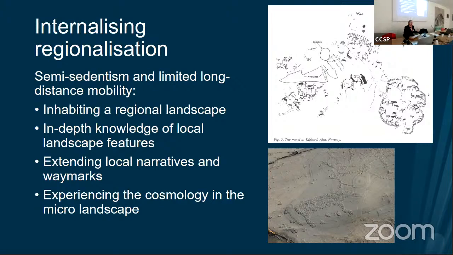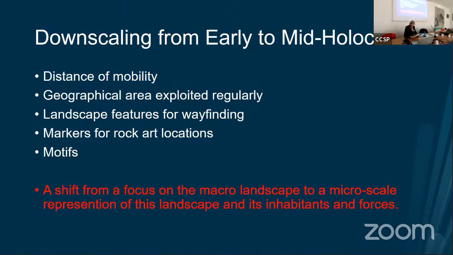you don't need to mark your wayfinding, and your marking of the landscape does not have to be at that macro scale, but you're looking at much more subtle way markers and indication, and you can focus on experiencing the cosmology also at a micro scale and a macro scale landscape. So really what is happening here from the early to the mid-Holocene is that living in the landscape is downscaled from that vast landscape with long distance mobility and the need for visual markers to a much more regional and local landscape where markers are more subtle.